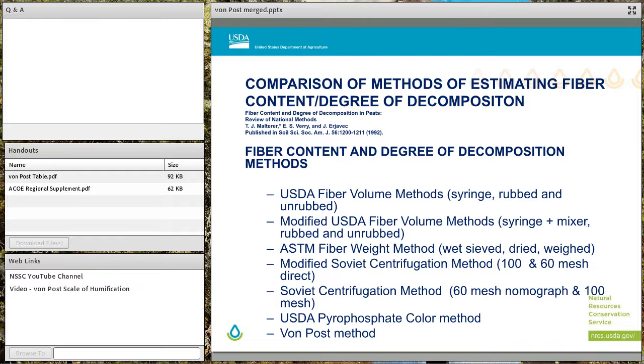Then we have these Soviet centrifugation methods, which are essentially a sieve in a centrifuge tube, and the sample is put on that sieve and then it's centrifuged. So the centrifugation forces the material through, and then what's left you can figure as a volume percentage that doesn't or does go through that mesh. So that's a fiber method. The USDA pyrophosphate color method is not really a fiber method. It's more of a degree of decomposition method. And then of course the von Post method.